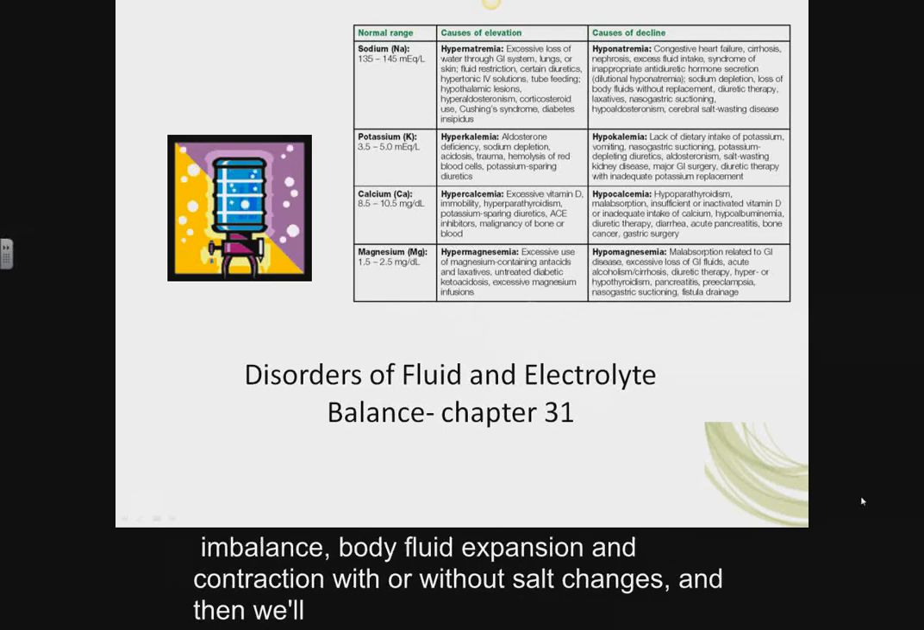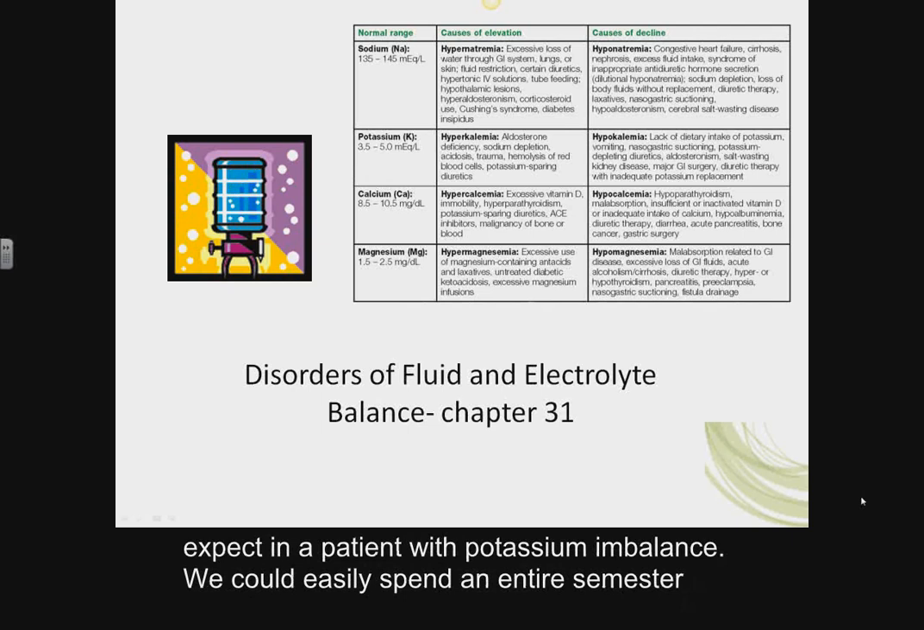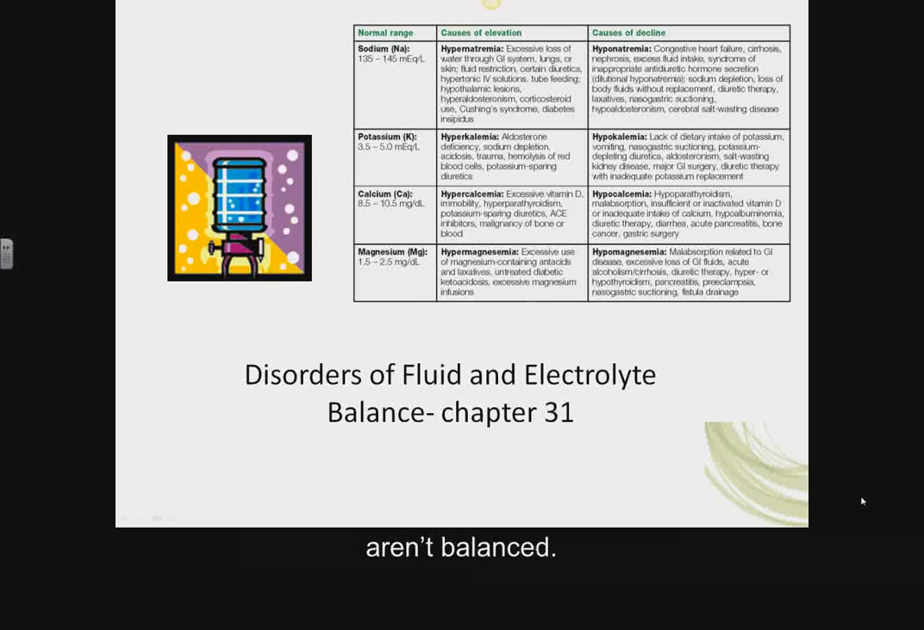Body fluid expansion and contraction with or without salt changes, and then we'll finish with discussion of potassium imbalance and types of cardiac dysrhythmias that we can expect in a patient with potassium imbalance. We can easily spend an entire semester on this topic alone, so I'm just highlighting a few electrolytes with how the body maintains their balance and problems that can arise when they are in imbalance.